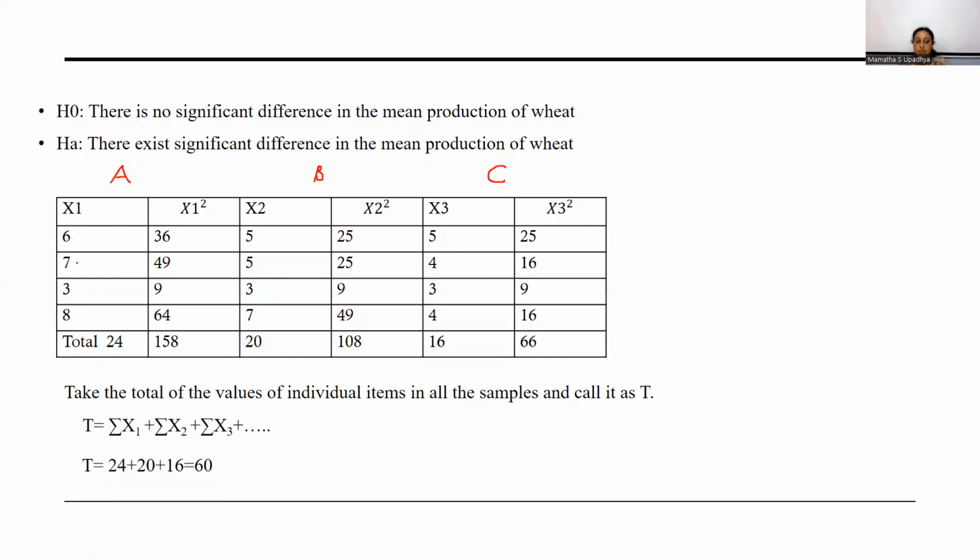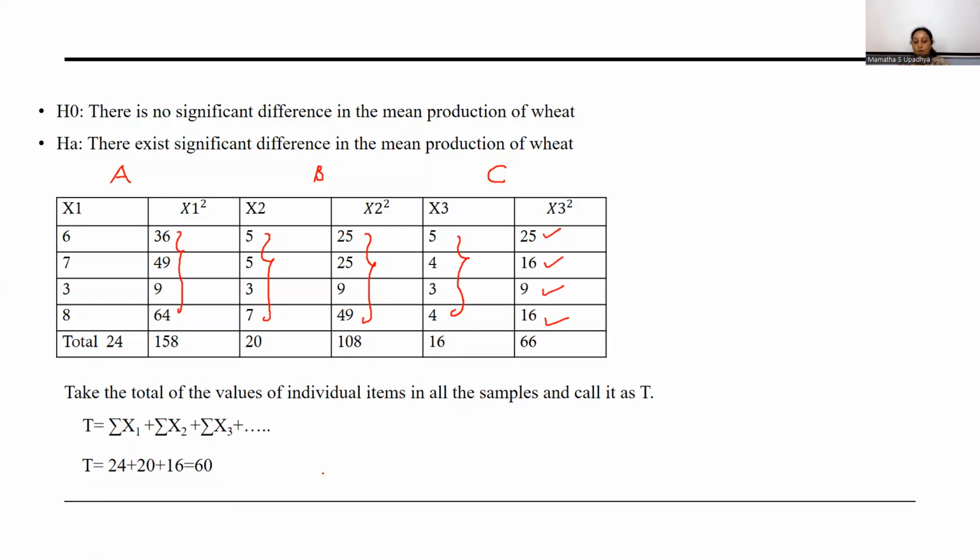Now what we shall do is add up all these samples. 6 plus 7 plus 3 plus 8 gives 24. Similarly, the total of 36, 49, 9 and 64 is 158. Similarly, the total of 5 plus 5 plus 3 plus 7 is equal to 20, and the total of 25, 25 plus 9 plus 49 is 108. 5 plus 4 plus 3 plus 4 totals 16, and 25 plus 16 plus 9 plus 16 is 66. In this way, let us make the table first and foremost.